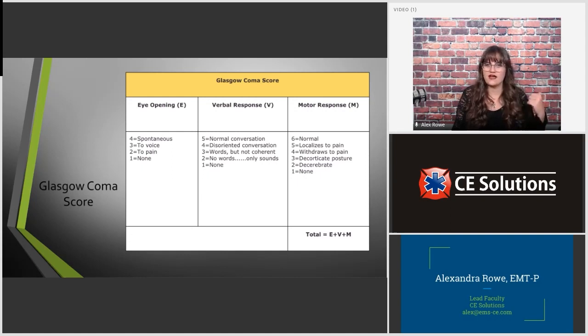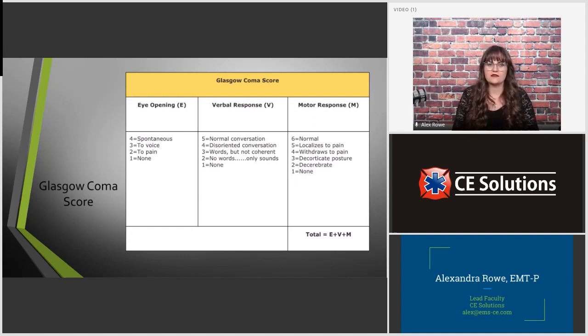So the wall doesn't have eyes, so it's not opening its eyes. That would be 1, right? I still get a point for that. Verbal response is not going to talk back to me, so it gets another 1. And then motor response is not moving, so that would bring your score to a total of 3. So like the rocks on the ground, anything like that, a GCS would be a 3.